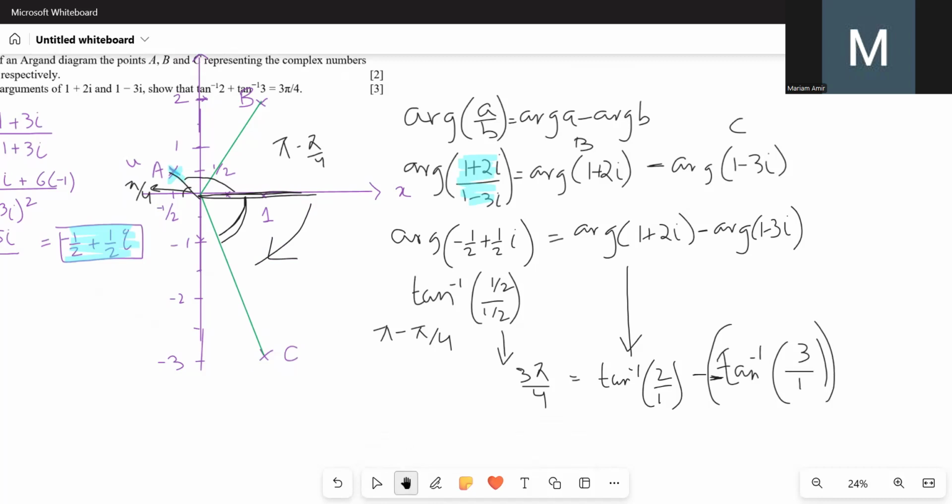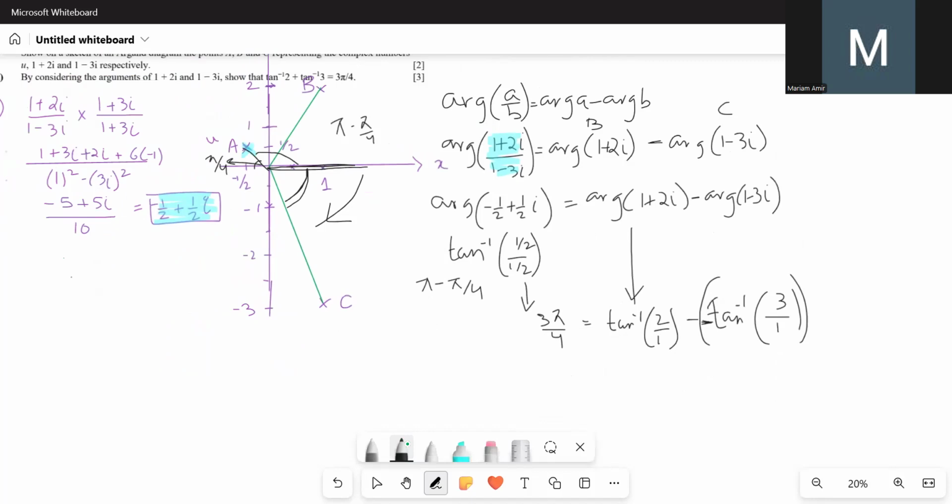So that gives us 3 pi by 4 equal to tan inverse 2, minus minus is plus tan inverse 3. This is what we had to show.